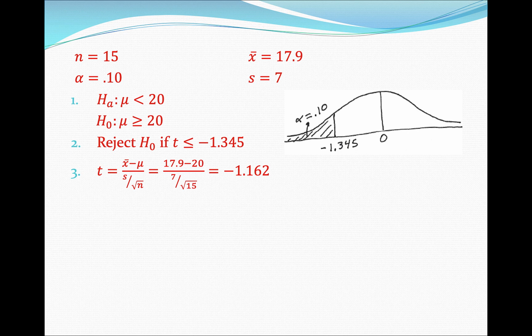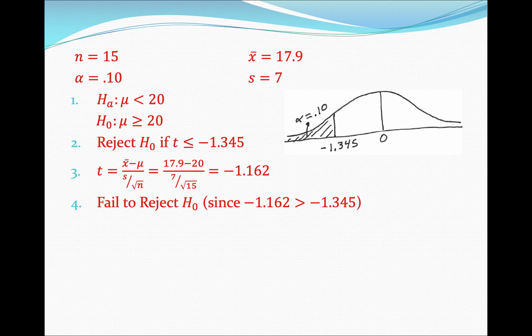Notice, if you compare that t-value to your critical region, it is not in the critical region. Negative 1.162 is not in that shaded region in your picture, which means our decision is we fail to reject H naught. If your test statistic is in your critical region, then you reject. If it's not, you fail to reject. So here we must fail to reject H naught. Technically it's because that test statistic is not within the critical region: negative 1.162 is greater than negative 1.345. It's not less than or equal to.